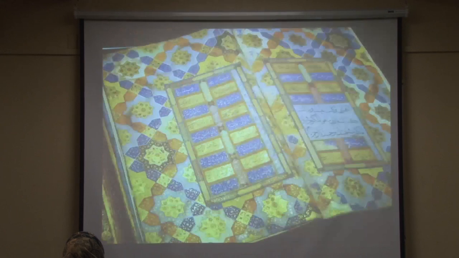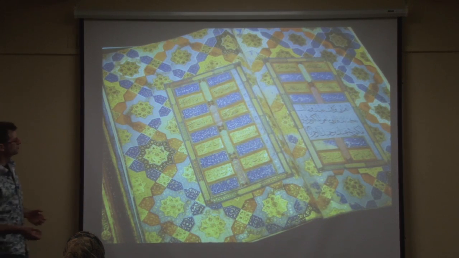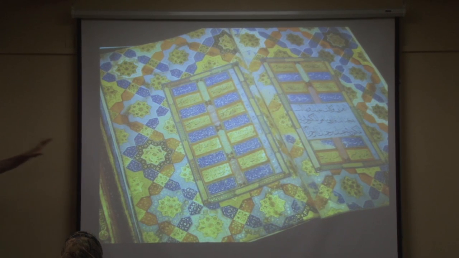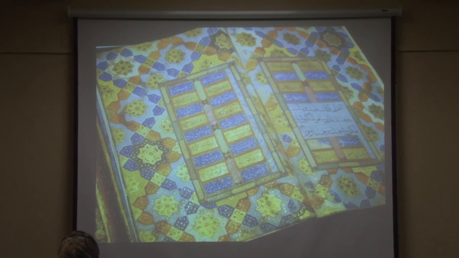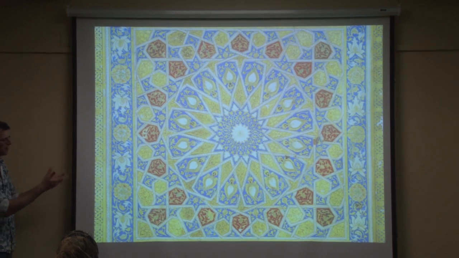Another place you'll see lots of wonderful examples of geometric design is in the art of the book. So you have a couple of beautiful illuminated Qurans. This one is in the Museum of Turkish and Islamic Art, which I think is in Istanbul, but I'm not certain. And here's just one more beautiful illuminated Quran. You can see there's the interaction of lots of different styles of art in one place.